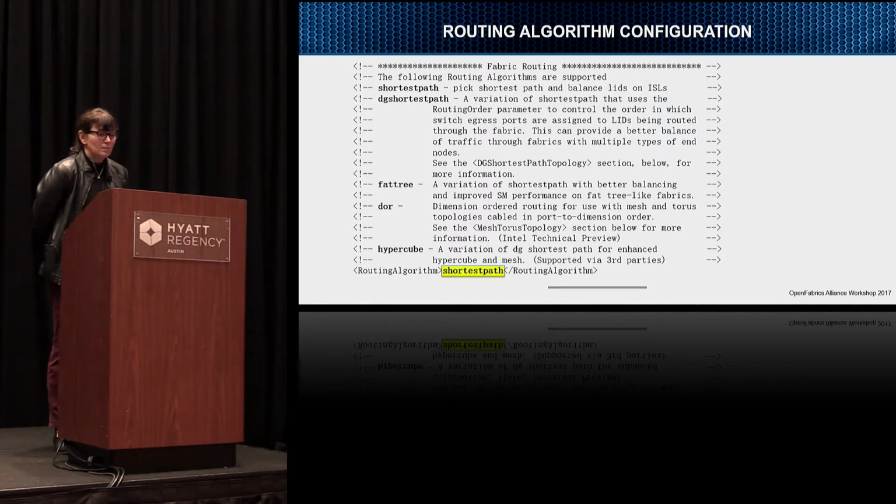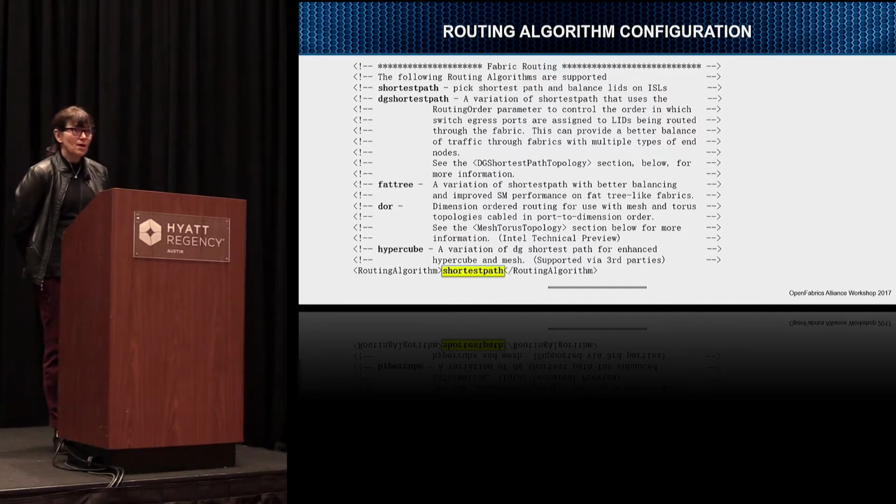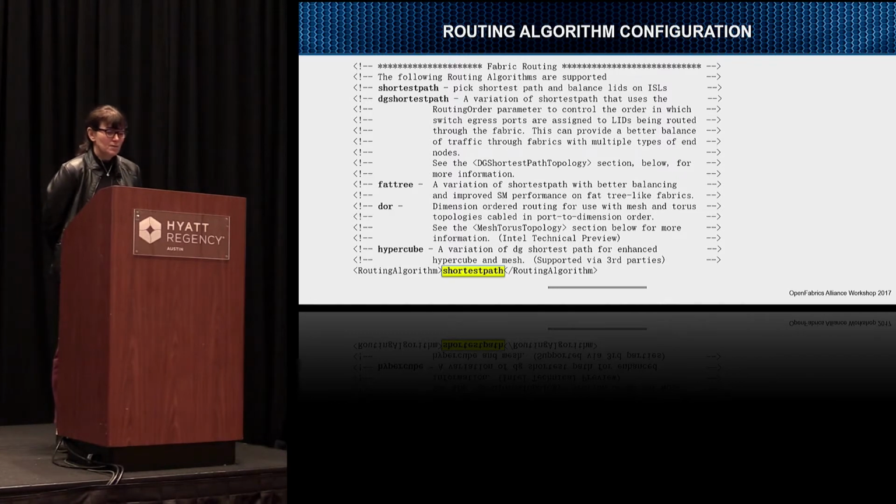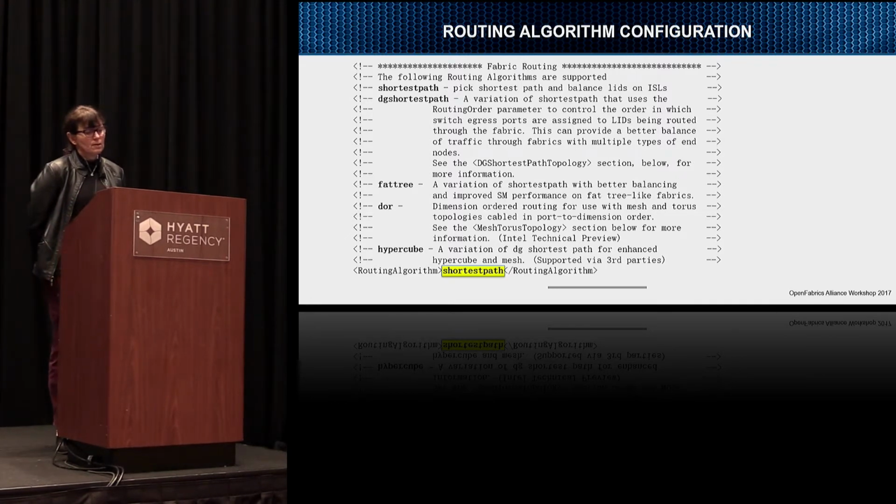This is the Omni-Path FM config file. It's XML based. To change a routing algorithm, you would use this section for routing algorithm. Shortest path is our default routing algorithm. It does a good job of static load balancing in agnostic topologies. So out of the box, you don't have to do any other configuration based on topology.